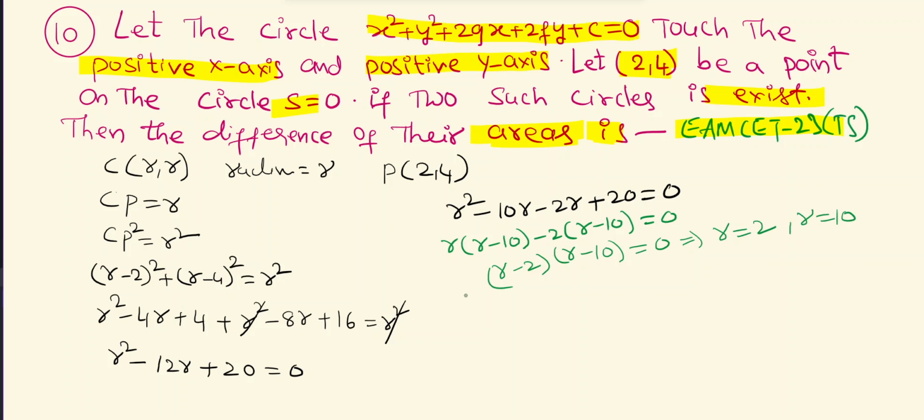Now the difference of their areas. We know that the area of a circle is pi r square. The difference of their areas is pi r1 square minus pi r2 square. Take pi common: r1 square, that is 10 square, minus r2 square, 2 square, that is equal to 100 minus 4, that is equal to 96 pi. This is the difference of their areas.